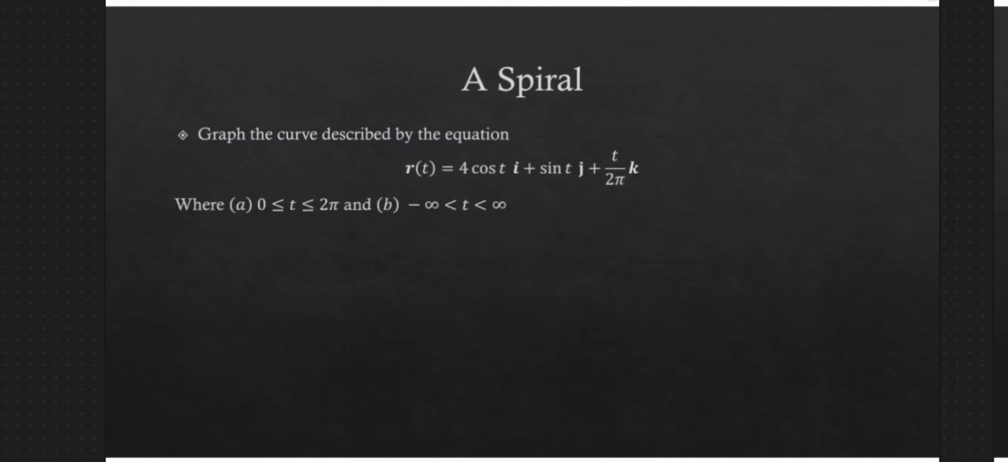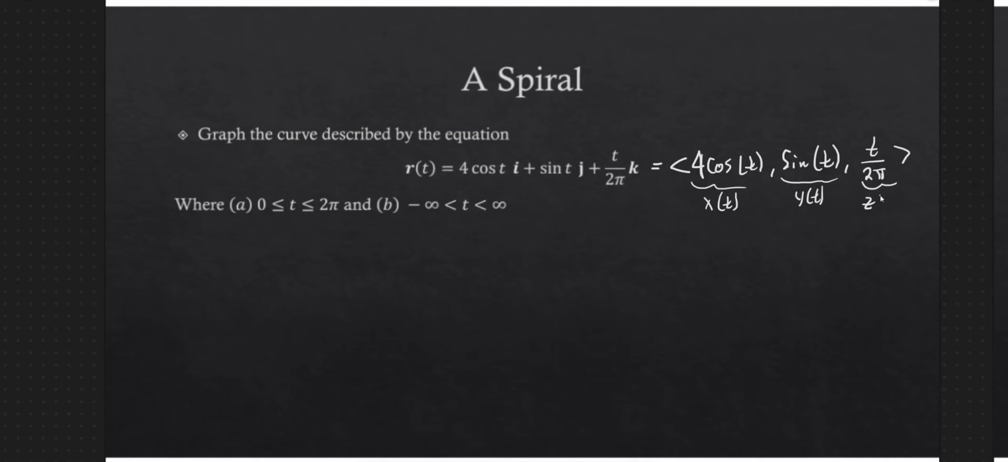In this video, we're going to work through an example of graphing this curve, r of t equals 4 cosine t i plus sine t j plus t over 2 pi k. Notice we could also represent this in component form. I like to jump between the two forms because different fields use different forms, and I want you to be familiar with as many of these forms as we can. So 4 cosine t, sine t, t over 2 pi. There's my x of t, here's my y of t, and here's my z of t.